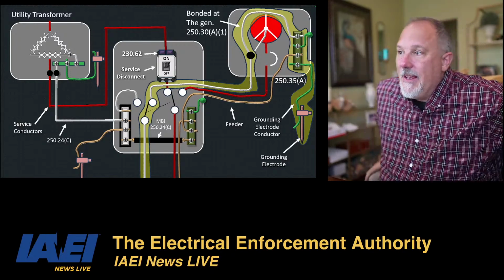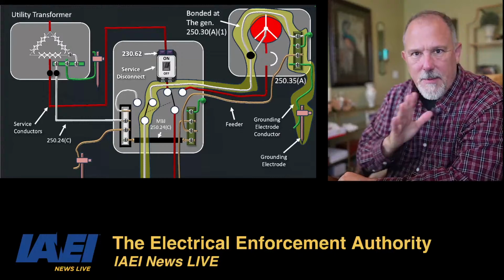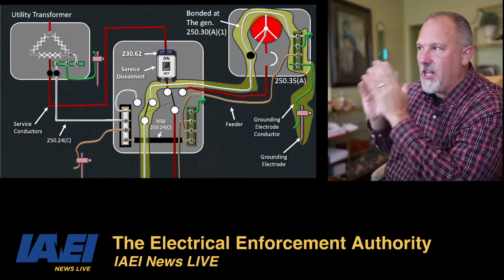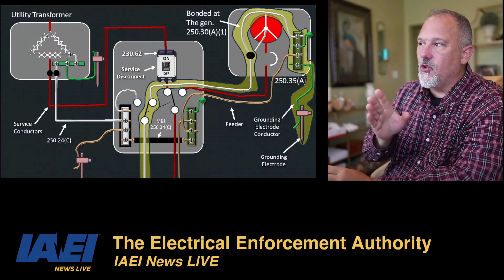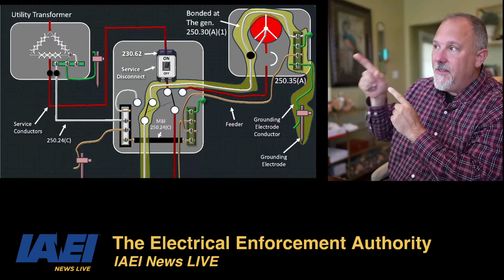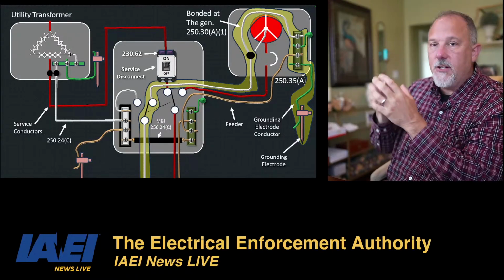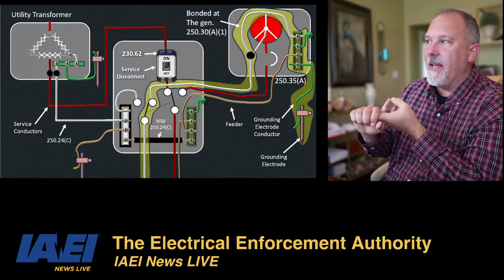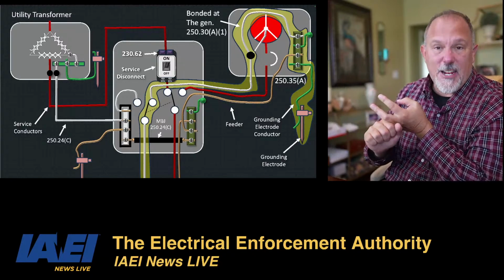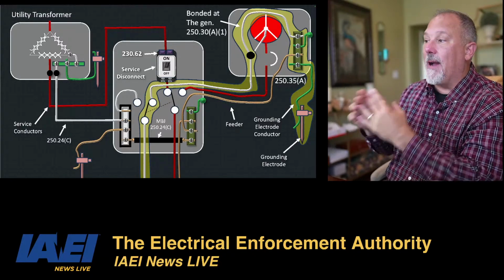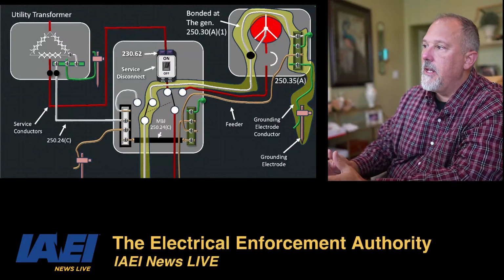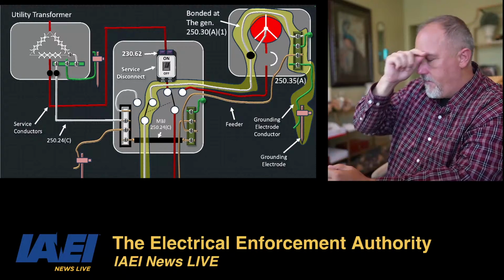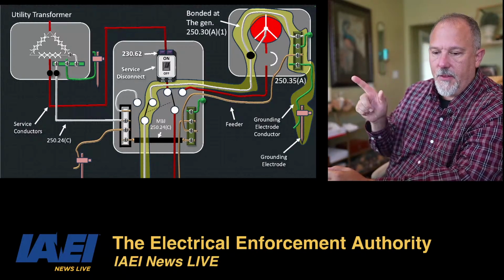So, capiche? Does that make sense? So, when I have a separately derived system in that generator, I have to switch that neutral because I'm bonding in the generator. I'm bonding the grounded, the neutral of that Y generator, with the equipment, with the grounding electrode conductor, which is terminated to the grounding electrode system. 250.35(A) is your reference for all of that. So I hope that's the right reference, 250.35(A).